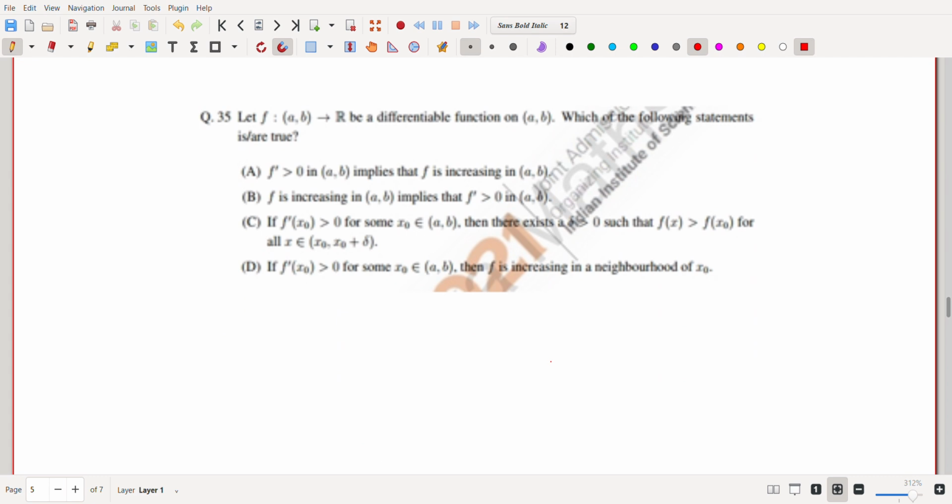So this is the PYQ of 2021, JAM 2021 PYQ, and many students have doubt in this problem. If you understand the definition I have written properly, then you can solve this problem. So let f from a comma b to R be a differentiable function on a comma b. First option: if f prime is greater than 0 in the open interval a comma b, it implies f is increasing in a comma b. This is true by the definition.